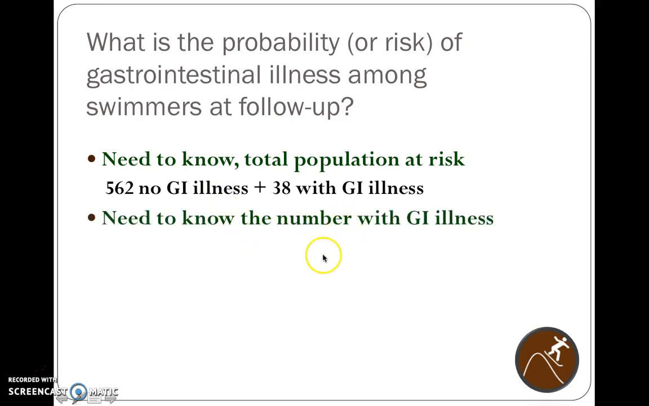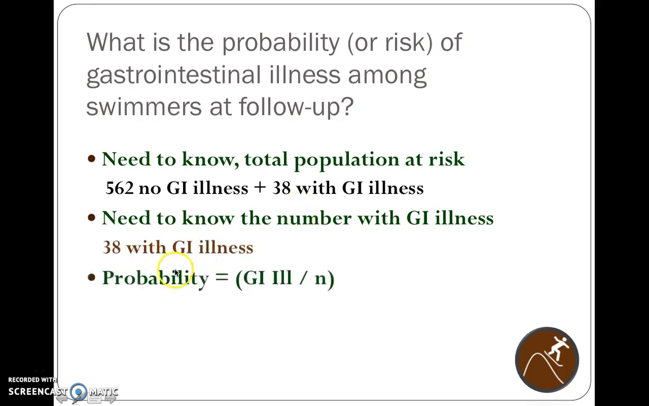That represents our total population at risk. The number of people with GI illness, we got it right there, 38 with GI illness. So 38 divided by the total population, so 38 divided by 600. So the risk of GI illness was 6.33%. Easy enough.